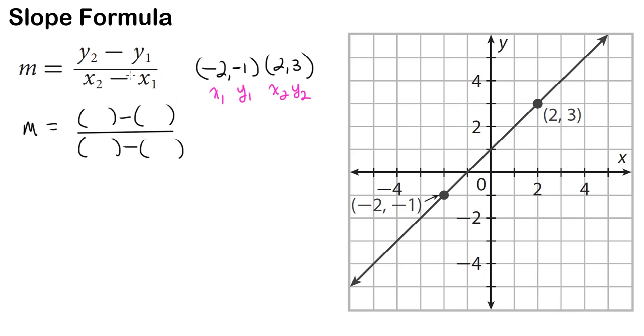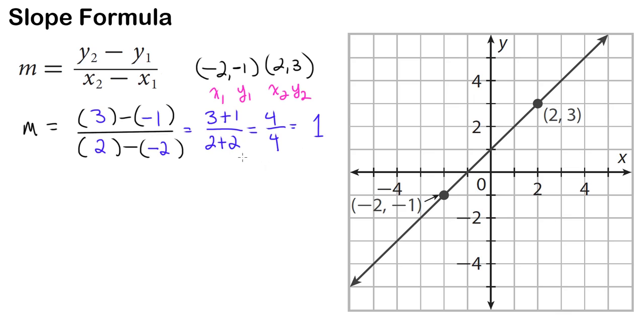So now I'm just going to go ahead and plug these numbers in. So y2 minus y1, my y2 value is 3, and my y1 value is -1. And x2 minus x1, my x2 value is 2, and my x1 value is -2. Now notice these double negatives here. This is why the parentheses are so important. So 3 minus negative 1 becomes 3 plus 1, and 2 minus negative 2 becomes 2 plus 2. Now 3 plus 1 is 4, and 2 plus 2 is 4, and 4 over 4 simplifies to 1.